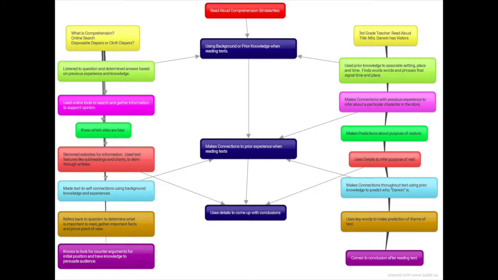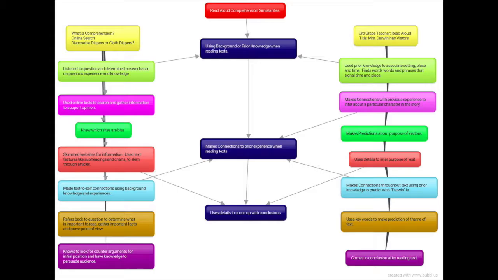This was a read aloud done with Dr. Davis during class. The task was to help a friend decide between disposable or cloth diapers. Maria listened to the question posed by Dr. Davis. Immediately, Maria chose disposable diapers based on prior experience and knowledge of having two children.